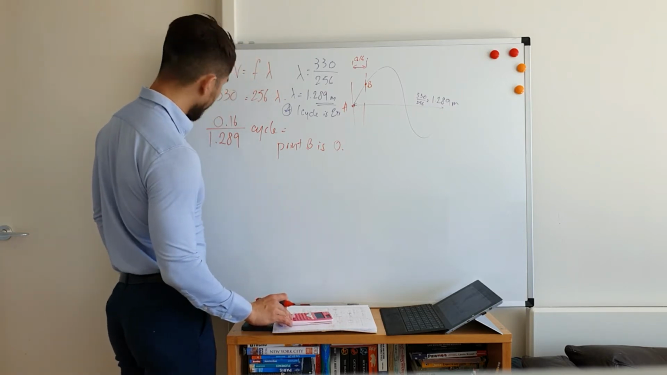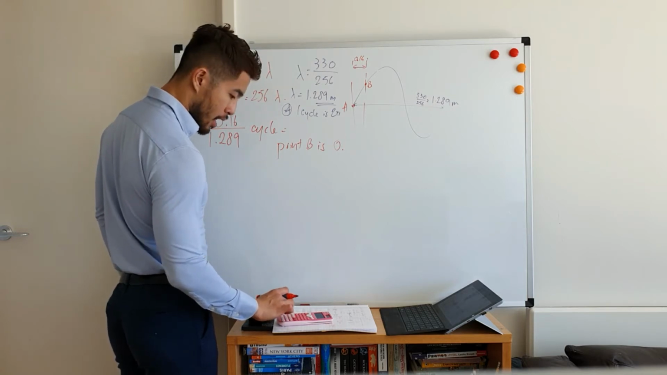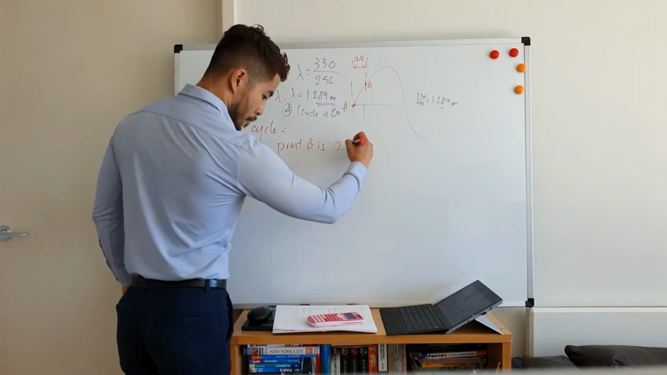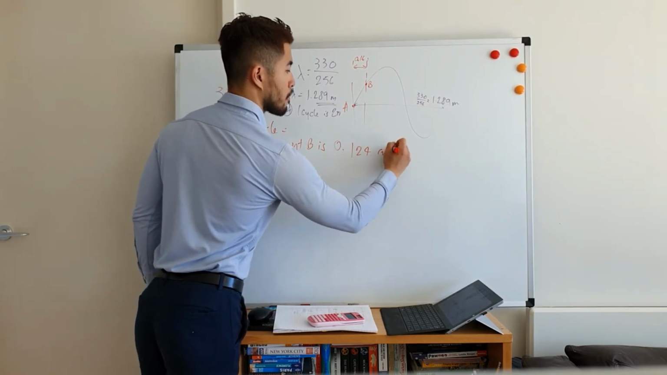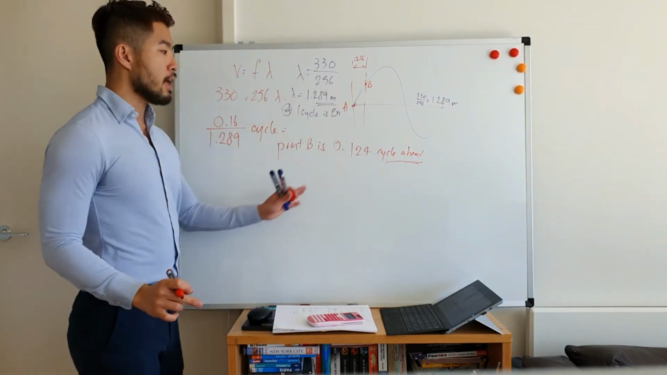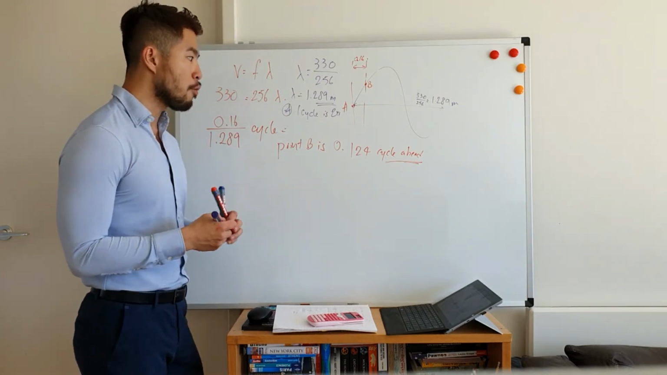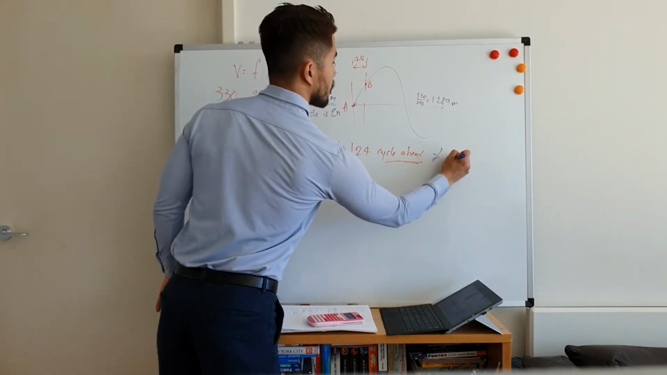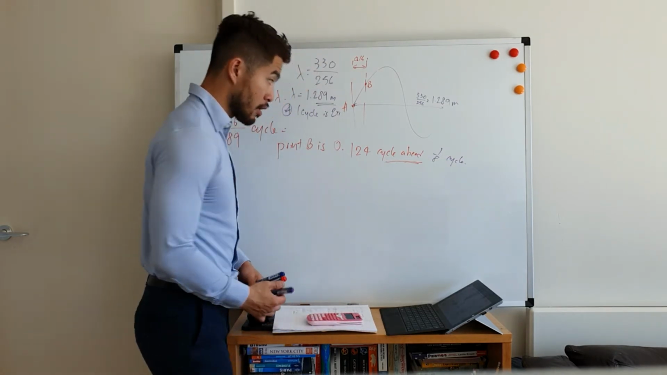0.16 divided by 1.289 will be 0.124 cycle ahead. That means that point B is 0.124 cycle ahead of point A. 0.124 is around 1/8 cycle. Okay, if you divide 1 by 8, it is 0.125.